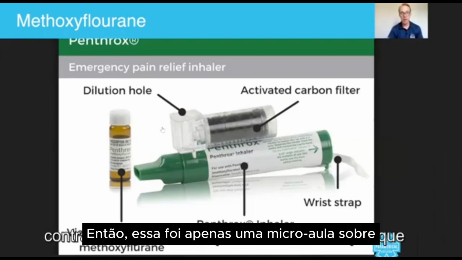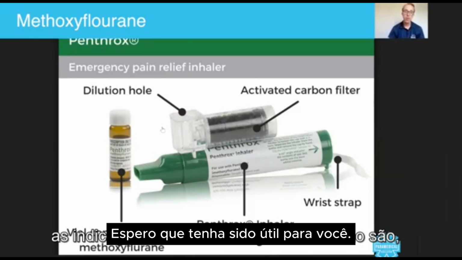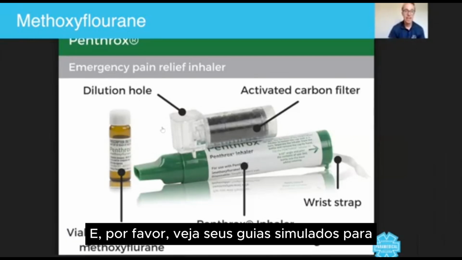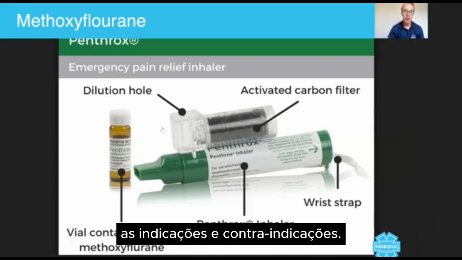So that's just a micro lecture on methoxyflurane. I hope it's been useful for you, and please make sure you take a look at your simulated guidelines for the indications and the contraindications.